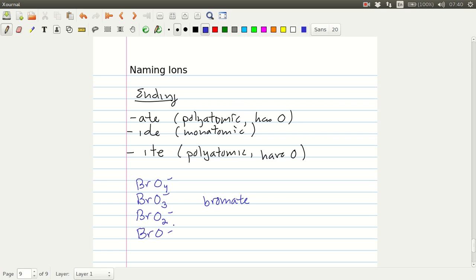Maybe let me just quickly turn one of these red, the parent ion. Let me just make that red, and then I make this guy red. Okay. Now, let's see how we name this now. If we take away an oxygen, then the root is brom, and then what we're going to do is change the ending to ITE, so it's bromite ion.